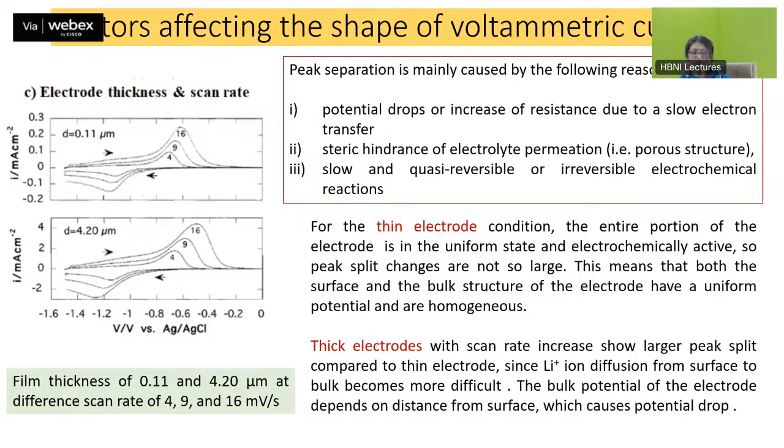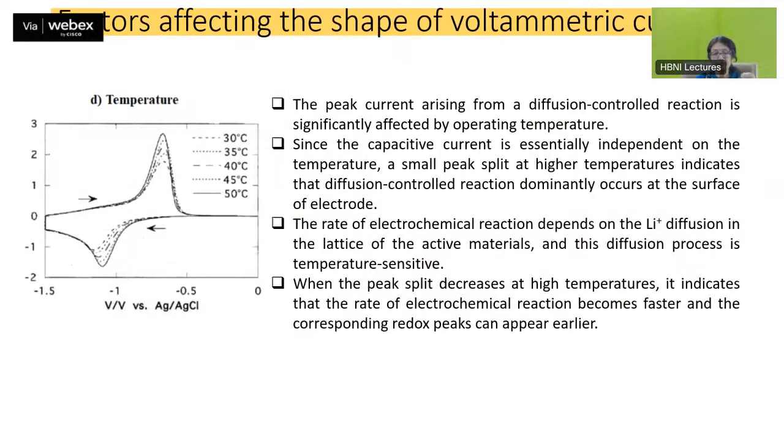Why, compared to the thin electrode? Because now the lithium ion diffusion from surface to bulk becomes difficult. If it becomes difficult, then the bulk potential of the electrode depends on distance from the surface, and this will cause a potential drop. So if your electrode is thick, then with the same material, the peak shift is going to be much more. So the delta EP value is going to increase.